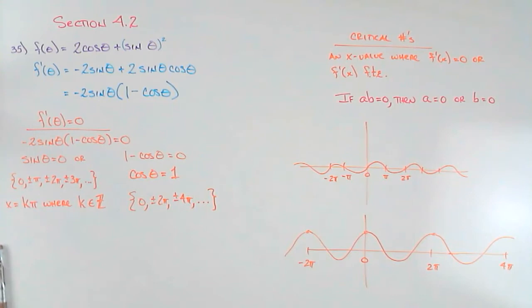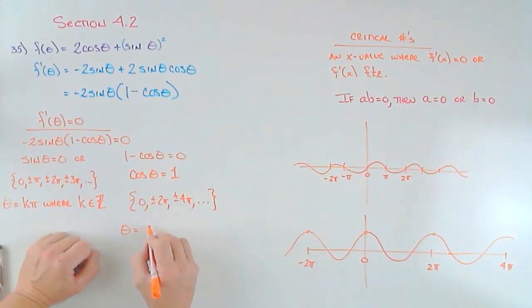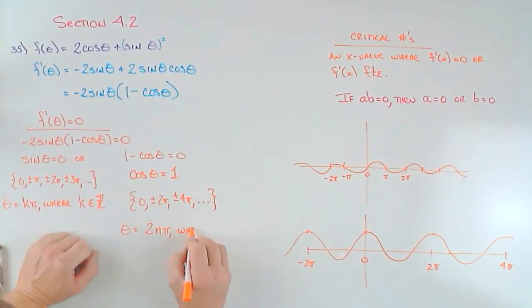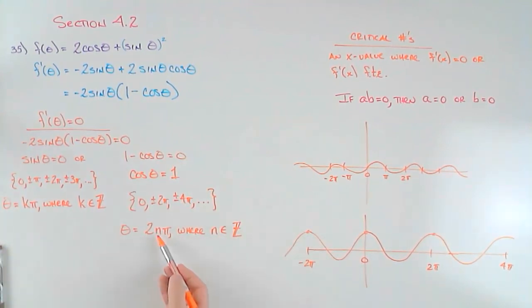But an easier way to write that, a better way to write that is, I'm sorry, I made that an X. That should be a theta. Theta equals, we want the even multiples. To get the even multiples, we take 2, and maybe we use n this time, 2 times n pi, where n is an element of the integers. Because if I take an integer and multiply by 2, I get an even integer.